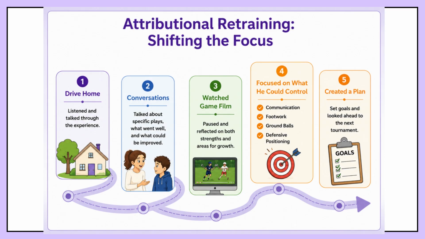As we paused throughout the film, our conversations shifted away from simply asking, "What went wrong?" to asking, "What can you learn from this?" Together, we identified several controllable areas to continue improving, including communication, footwork, defensive positioning, and ground balls. Instead of dwelling on the losses, we created a plan for the next tournament.